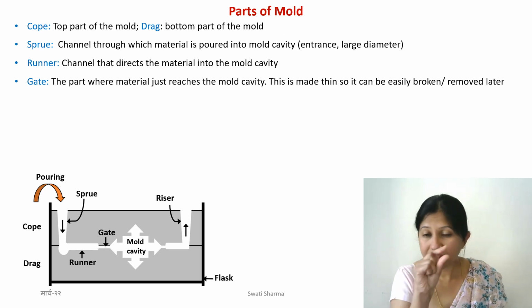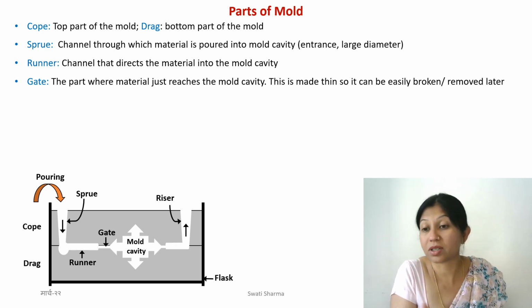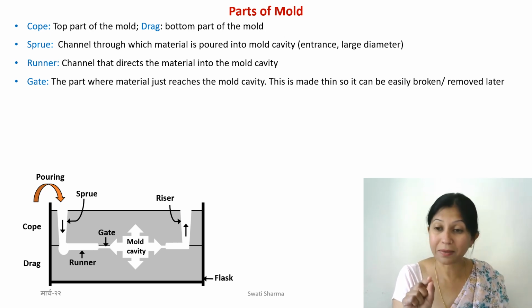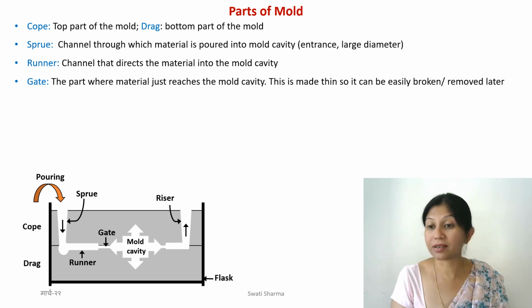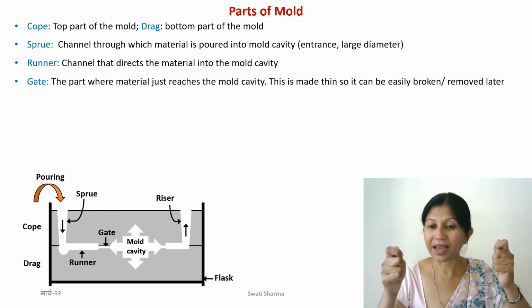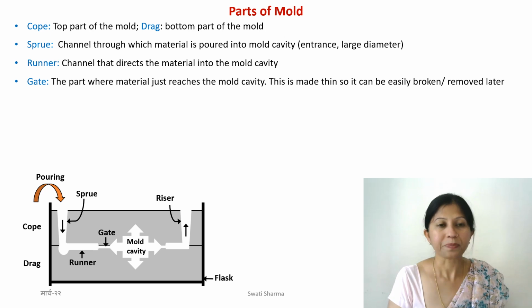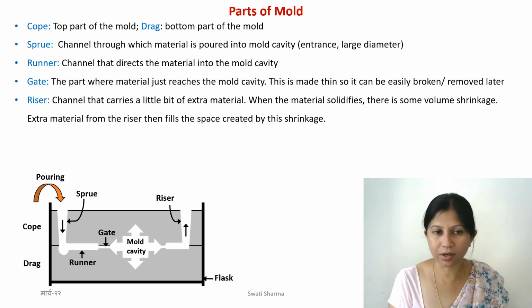Gate again is this thinner channel. By the way, why do we make it thin? Why not just have the same diameter as the runner? We make it thin because, as you will see, after we have fabricated our structure, we need to break it, and it's easier to break it using these thinner gates. You will see. Okay, so gate is something you understand also.